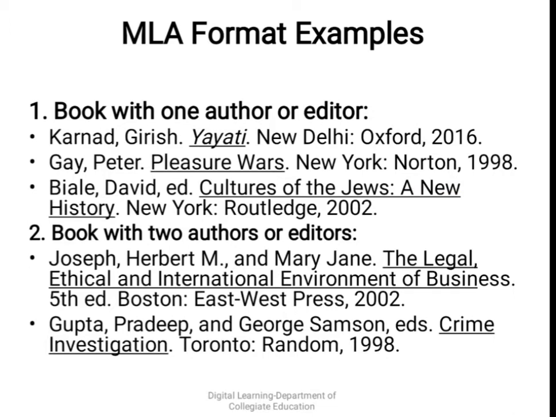Now, a book with one author or editor. The book may be written by an author or it may be an edited book. Then how do you do it? If it's by one author, then you write the surname first: Karnad, Girish. Yayati. New Delhi, Oxford, separated by a comma, year of publication 2016.